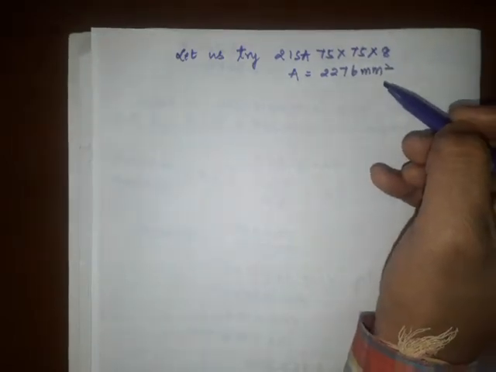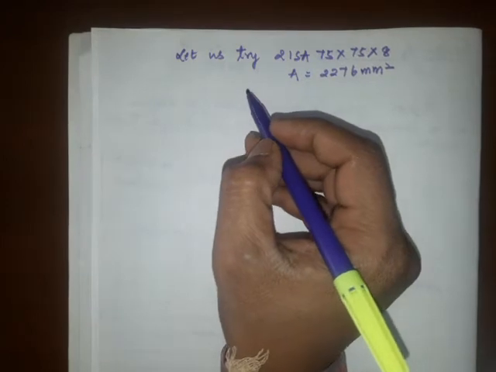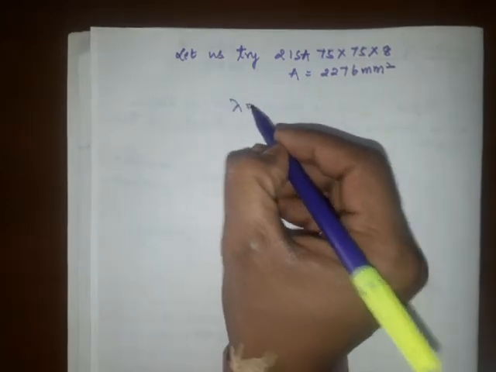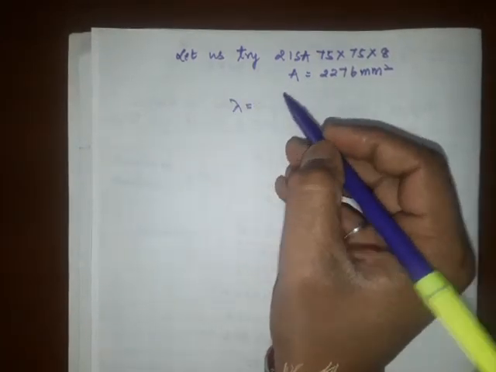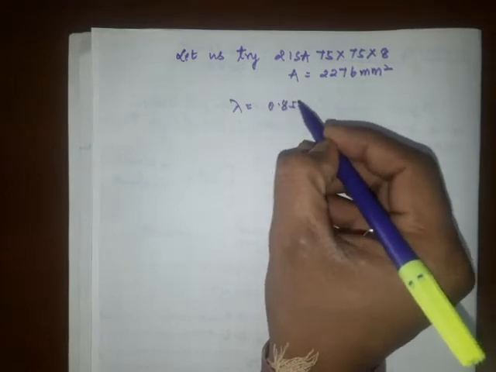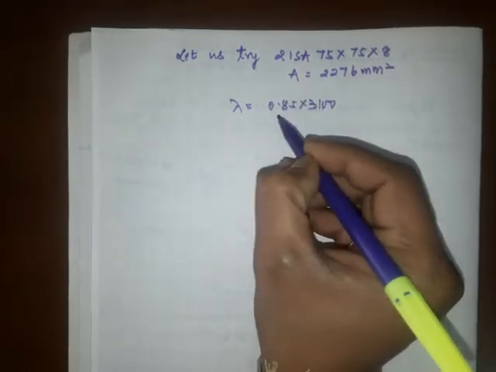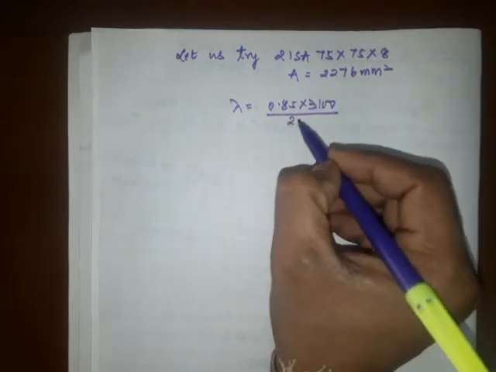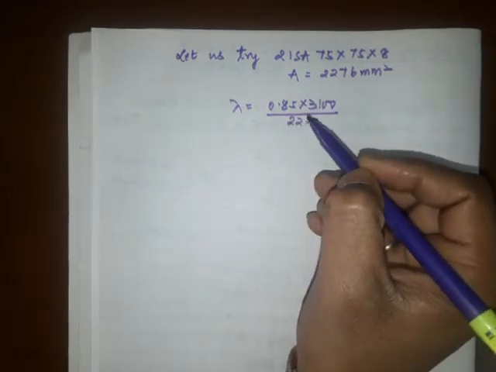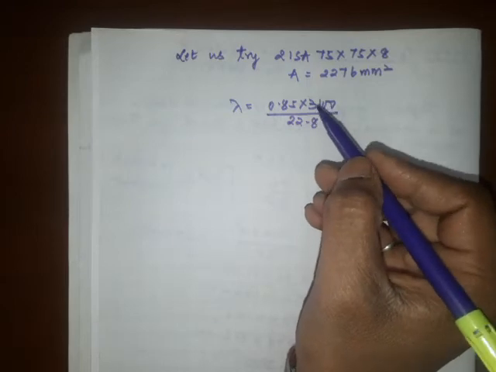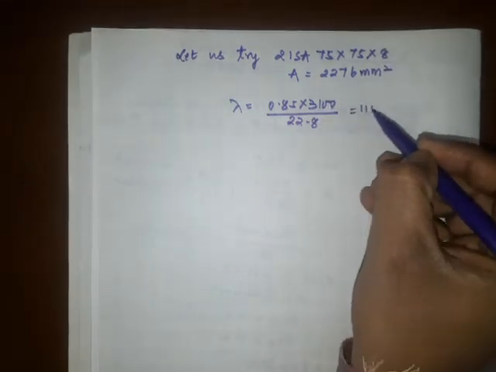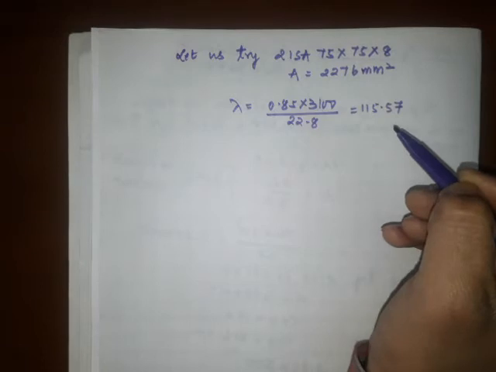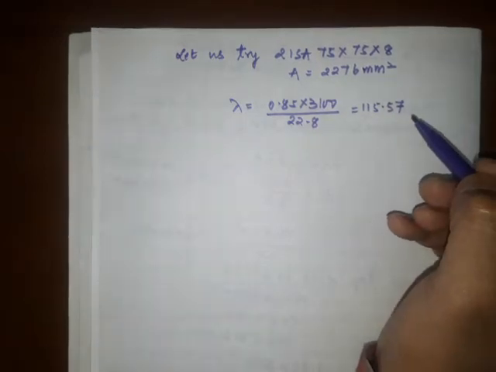Then for that, the value of lambda, the slenderness ratio, is KL over r minimum. It is 0.85 into 3100, and the r minimum from the steel table we get here, it is 22.8. So we get the value of lambda as 115.57.